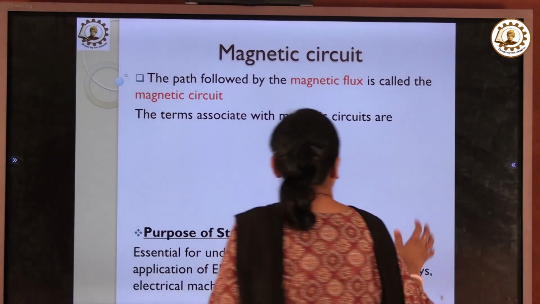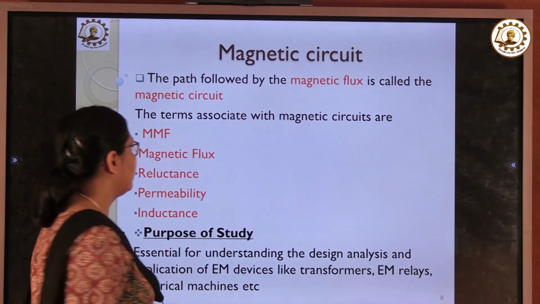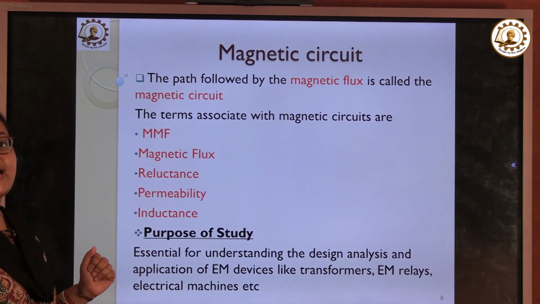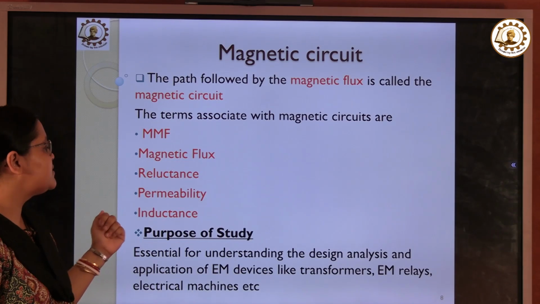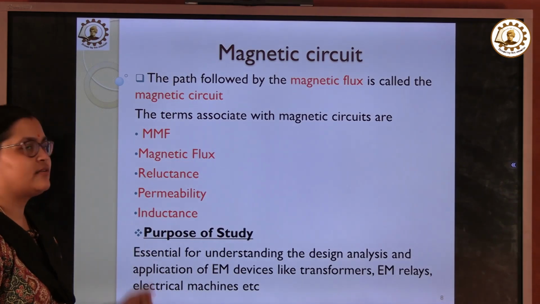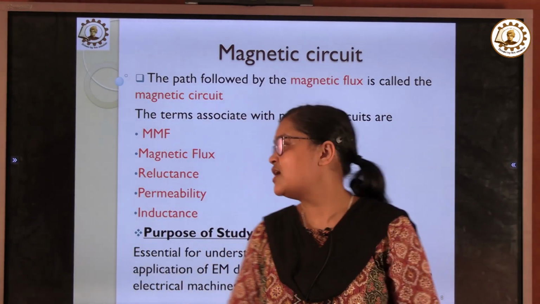But there are some important terms which we need to know. These important terms are MMF, that is magnetomotive force, magnetic flux, reluctance, permeability and inductance. So what is the purpose of study? Why do we need to study all these terms?